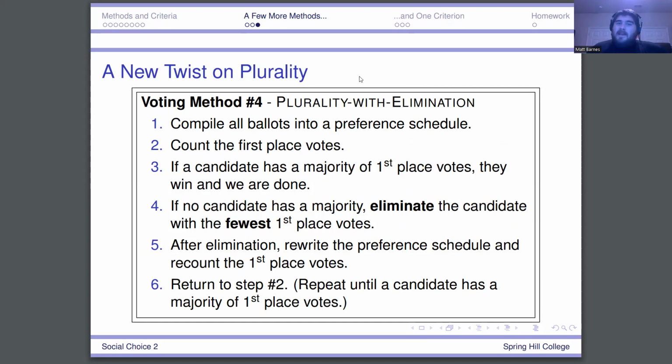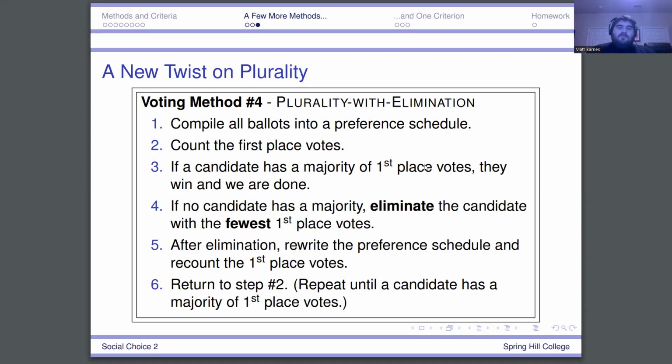So maybe the answer here is just to go back to where we started and see if we can mix it up a little bit. So here's what we're going to do. We're going to go back to plurality, but we're going to do it in stages, right? We're going to look at the first place votes and see if a candidate has a majority. So not just a plurality, but a majority, so more than 50% of the votes. If they do, they win, we're done, right?